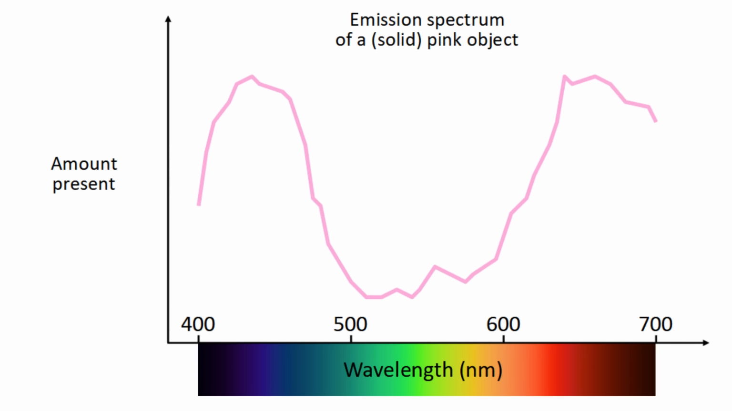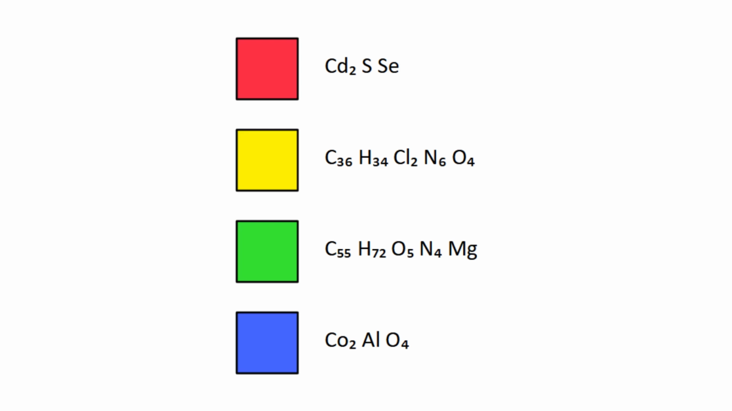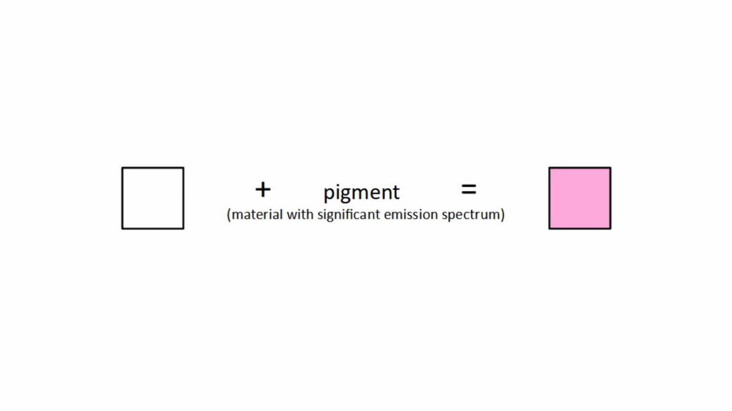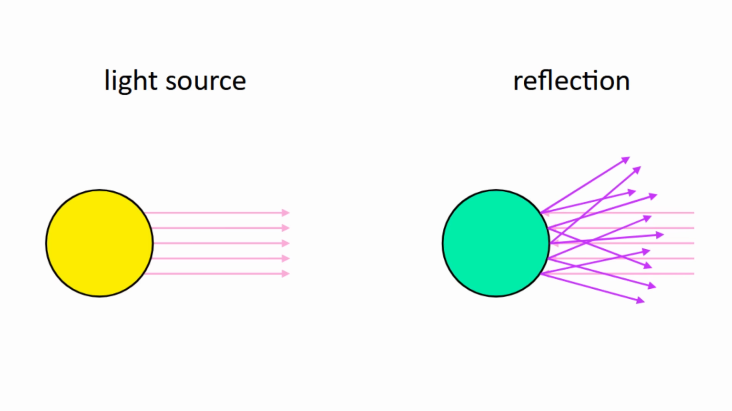So this is why materials have different colors based on their chemical composition, and if we want to make something a specific color, we just need to add a pigment, which is just some material whose emission spectrum is of particular significance to us. So that was reflection, but what about light sources?